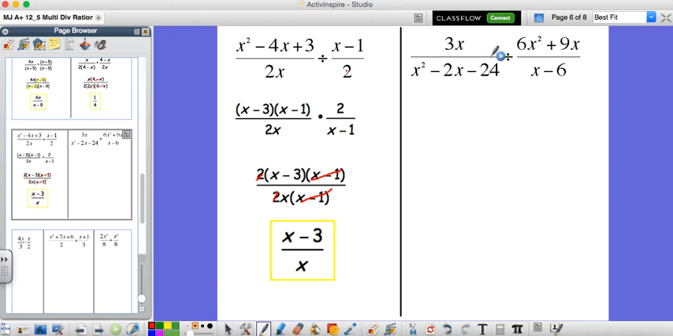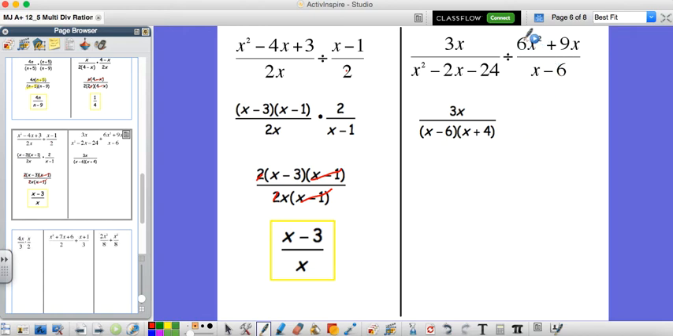Okay, similar game over here. 3x over x squared minus 2x minus 24 divided by 6x squared plus 9x over x minus 6. We're going to keep this the same, but we could factor the bottom. What multiplies to negative 24 but adds to negative 2? Negative 6 and 4 do. Change this to multiply.